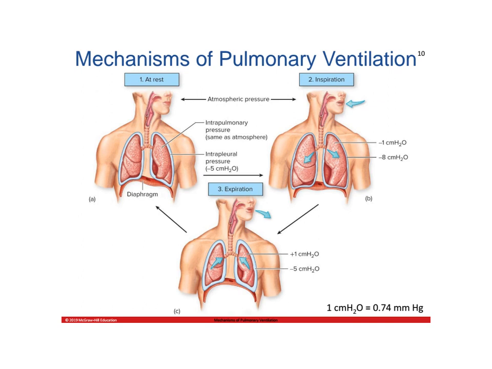This diagram summarizes the things we've been talking about. At rest, the intrapulmonary pressure is the same as atmospheric pressure, and therefore there's no movement of air in or out of the respiratory system. During inspiration, the diaphragm descends and the other changes occur that we talked about. This leads to an increase in the thoracic volume and an increase in the lung volume, and therefore a decrease in the pressure within the lungs. So the pressure within the lungs becomes 1 centimeter of water below atmospheric pressure, and this leads to the movement of air into the lungs.